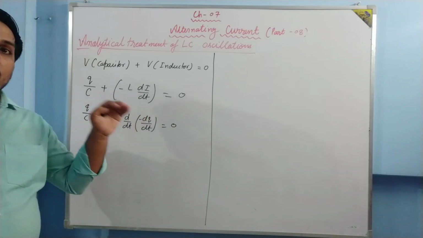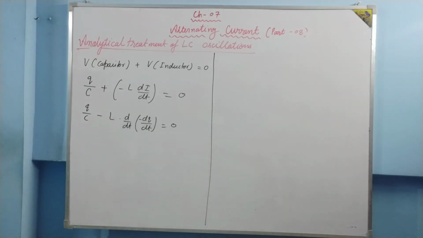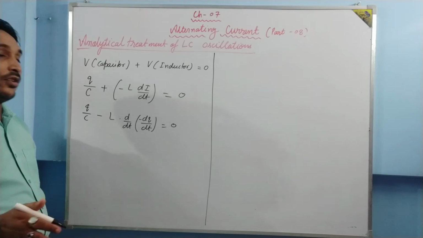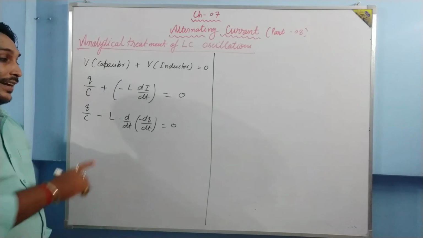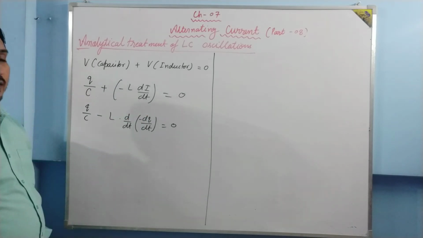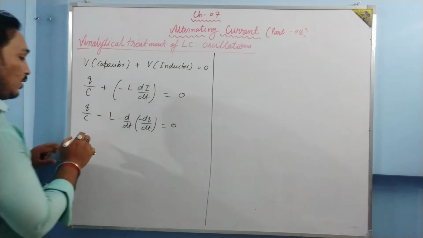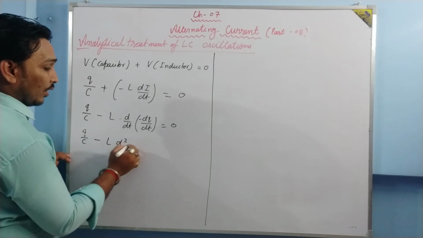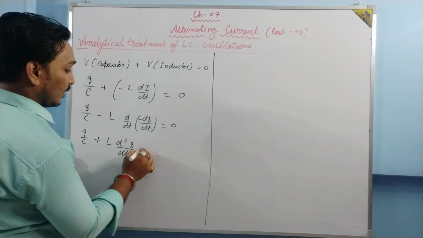I am writing minus because when the charge on the capacitor was decreasing, the current in the circuit was increasing. Let me repeat again. When the charge on the capacitor was decreasing, the current in the circuit was increasing, and that's why this minus sign is there, because current is the negative rate of flow of charge. It simply means dq is decreasing, current is increasing, right? So this minus makes this plus, and we are going to have q upon C plus L d square q upon dt square, the double derivative of charge, equal to 0.